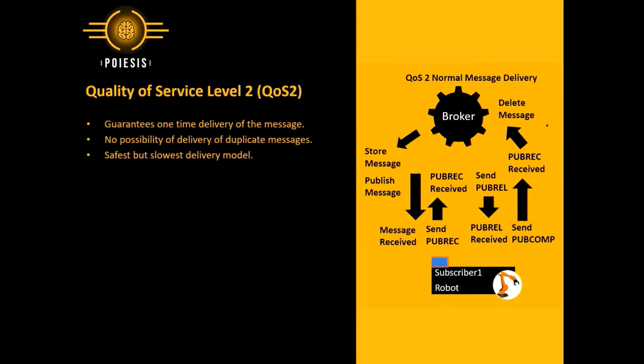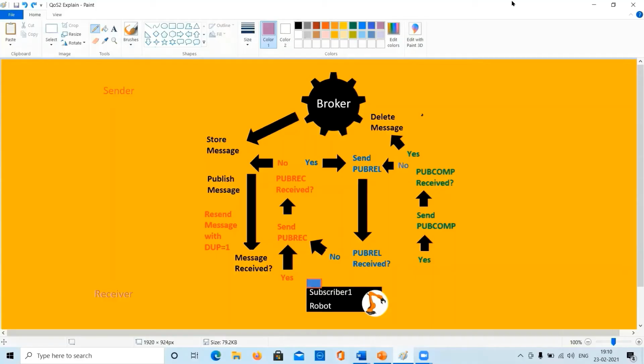QoS 2 guarantees one-time delivery of the message. There is no possibility of duplicate deliveries. It involves four-way messaging that makes it a bit complex. Let's see how it works. Let us look at the message flow in case of QoS 2. Here, broker and subscriber make a pair. We are going to refer to the broker as sender and the subscriber as receiver.